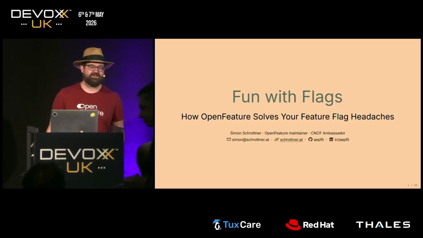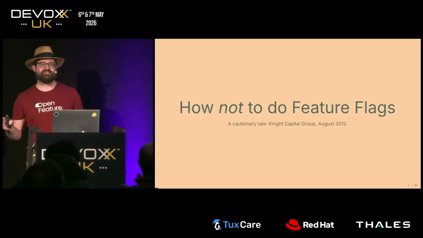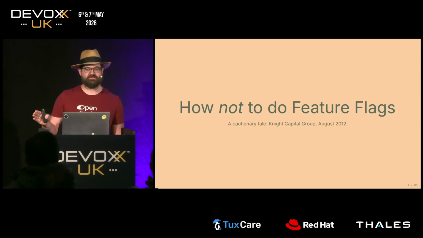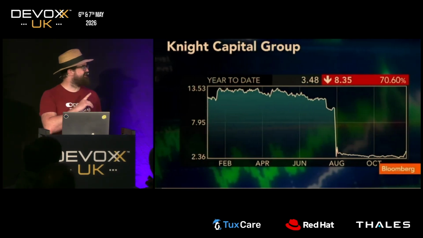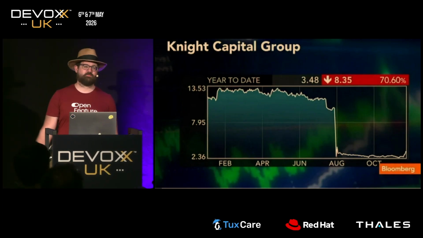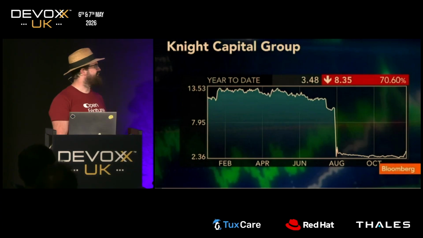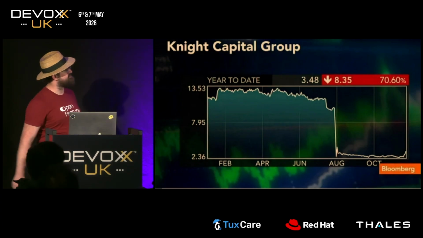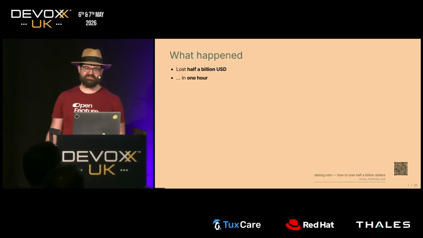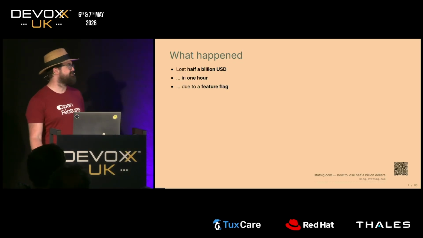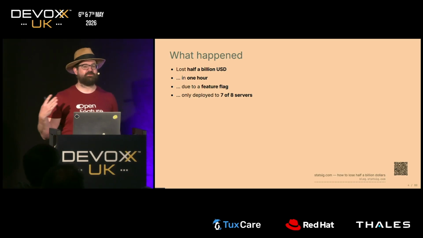Before we start today, we take a look at how to not do feature flags. Who heard about the accident of Knight Capital Group back in 2012? Yeah, that was a little fun incident. Knight Capital Group was one of the biggest investment groups in America, and they misconfigured their feature flags. Actually, they lost $500 million within an hour due to the fact that they were using feature flags, and they only deployed the new feature flags to 7 out of their 8 servers.